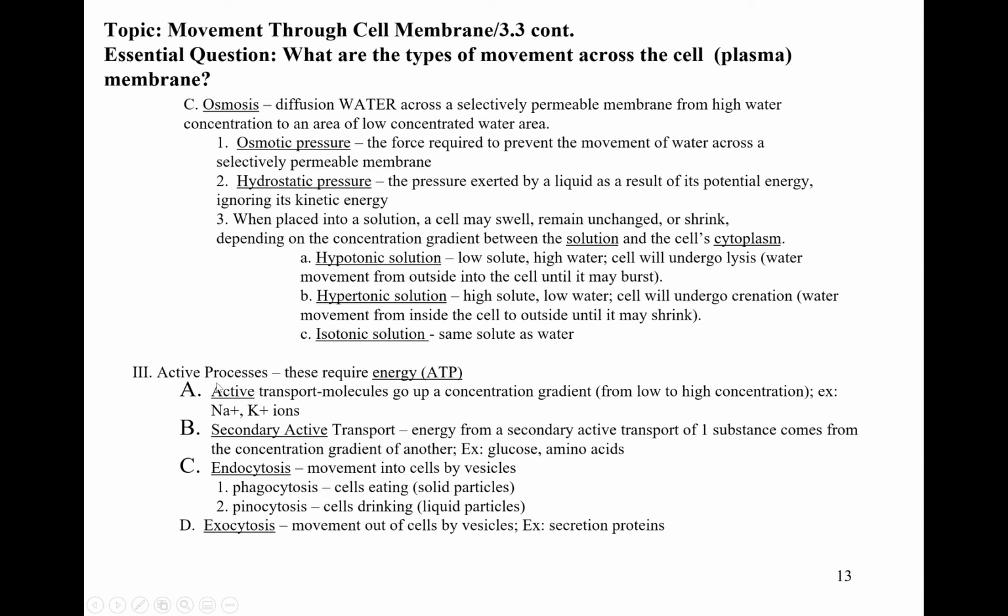Active processes then are those that do require energy. So they need ATP. It's going against the grain. Let's say you're at a pep rally at your school and everybody's in there, the pep rally's over, and you're all funneling through that one door. It's a slow thing, you're moving slowly, but everybody's going the same direction. Well, let's say you've made it through the door, but then you realize you forgot your purse in the stand, so you're going to have to go back through all those people to get to your purse.